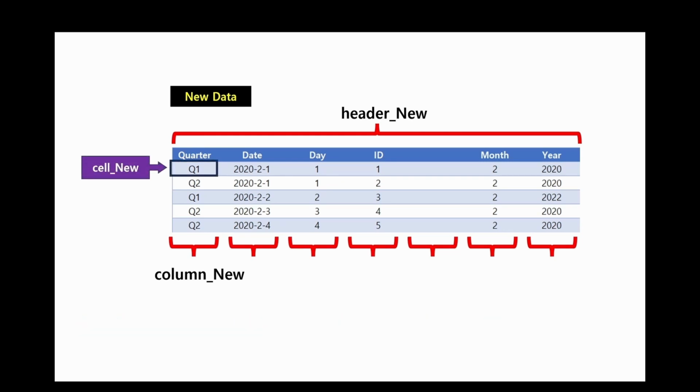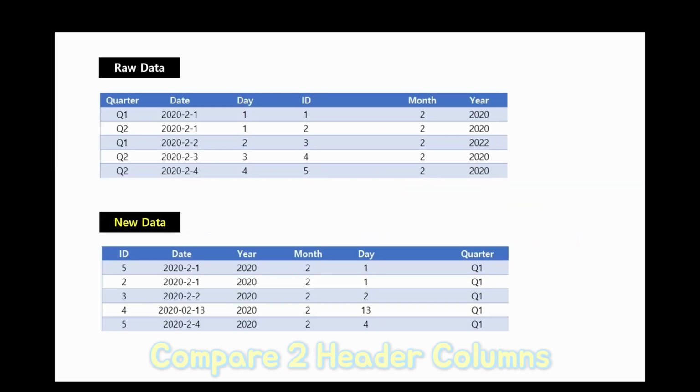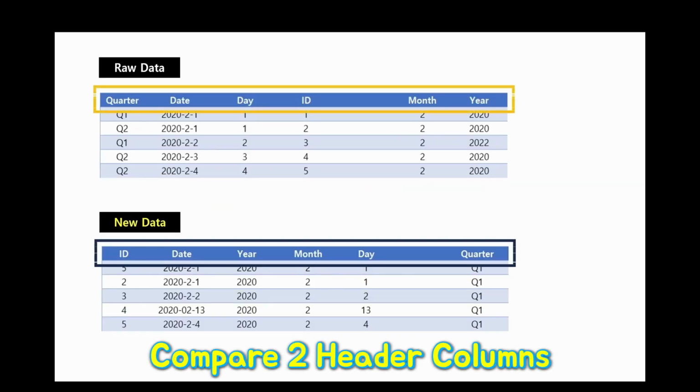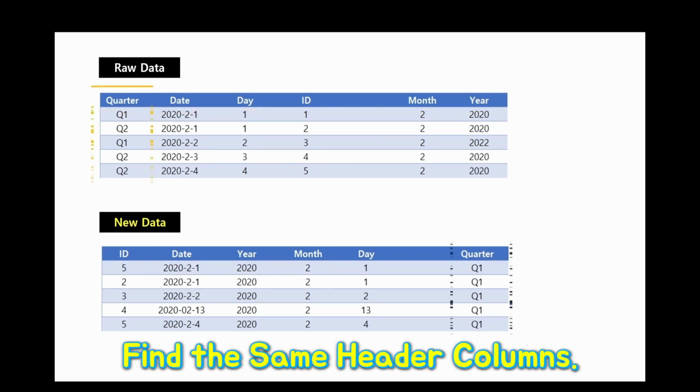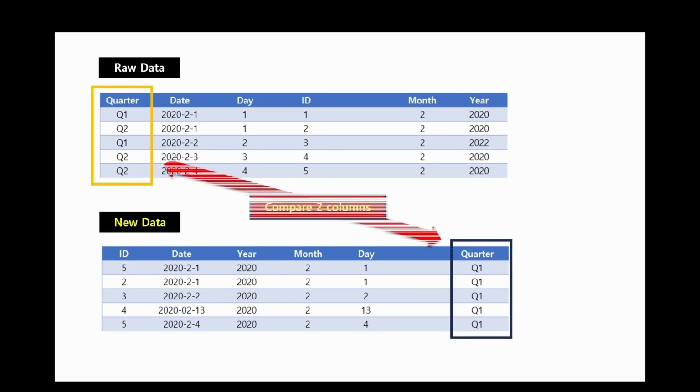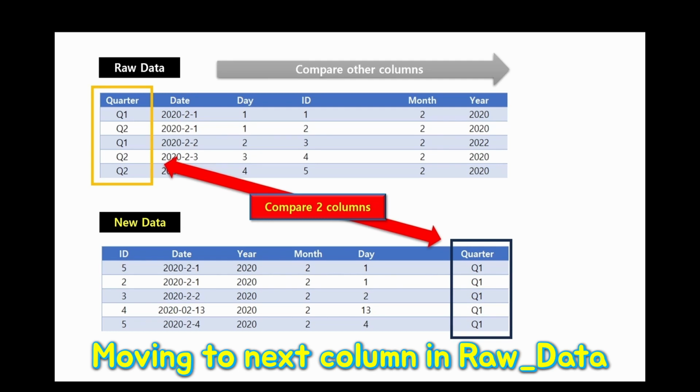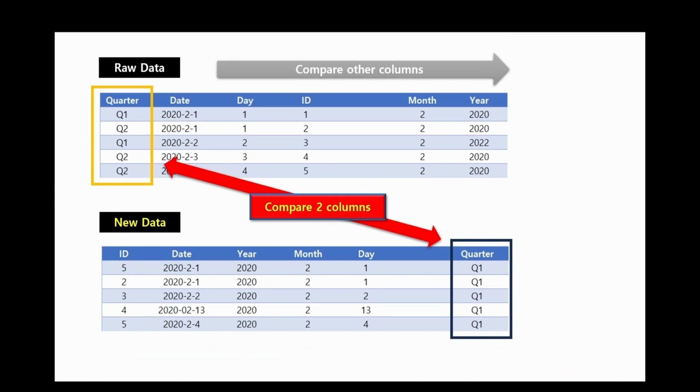Next, let's think about how we can compare. We will look at the headers first, then compare them and find the same column. If it is the same, then we compare these two columns. After completing it, we move to the other columns. That's the whole idea of our algorithm.